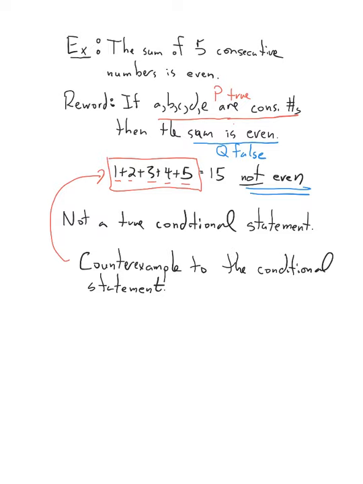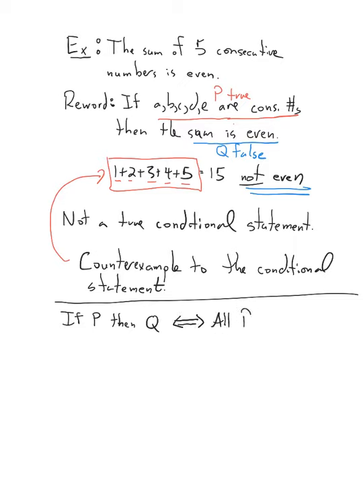So let's look at this in terms of quantifiers. If you remember, if P then Q is logically equivalent, it means the same thing as all P are Q. All things that are P also have property Q. But if this isn't true, imagine that this is a false if-then statement. Well then, this is logically equivalent, so this is going to be false. So the negation of it must be true.